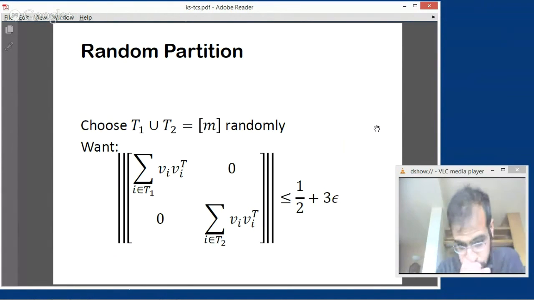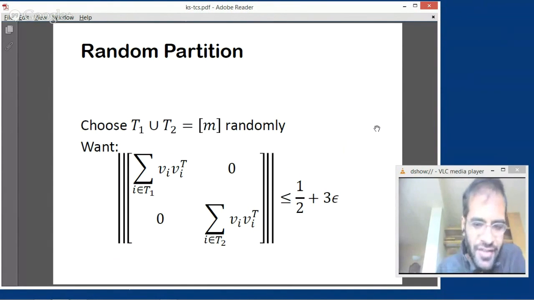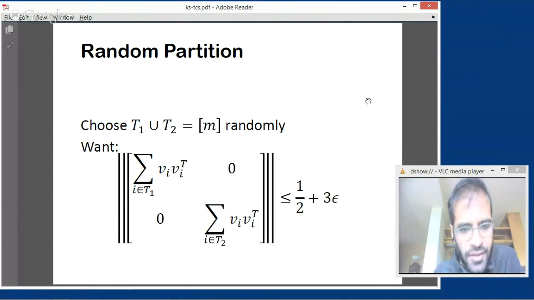Okay. And then it's easy to see that the norm of this matrix is just the maximum of the norms of the two parts. So what I really want is the norm of this block matrix to be bounded by half plus 3 epsilon. I want a random partition. I want to pick the vectors randomly, and I want this to happen with some probability.